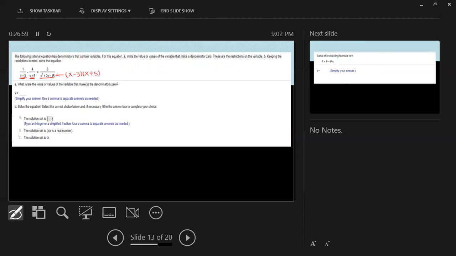So this would be 1 over the quantity x subtract 3, plus, oh, I'm sorry, not plus, subtract 4 over the quantity x plus 5 is equal to 8 over the quantity x subtract 3 and the quantity x plus 5. So that's my common denominator.